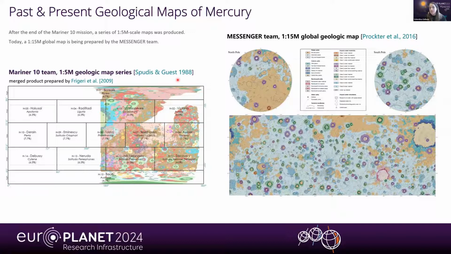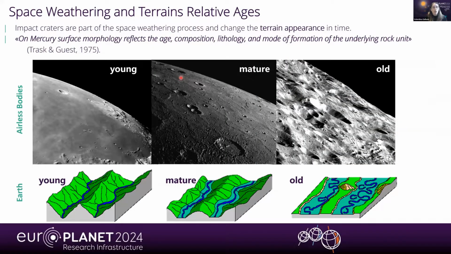But how can we interpret Mercury's surface? We all know that impact craters produce an aging process on the surface and change the terrain appearance in time. On airless bodies in general, and you may have seen it on the Moon, you can say that a terrain is young when it's smooth, and it's old when it's very rough and hit by craters.